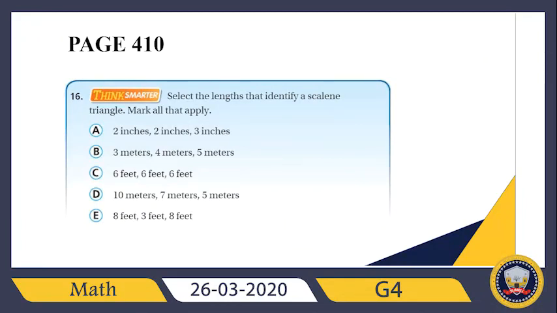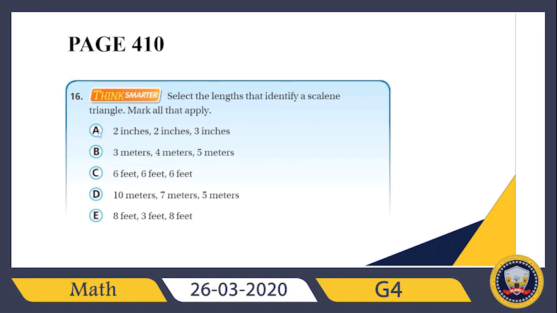Okay, right now let's check question 16. Let's read the question together first. Select the lengths that identify a scalene triangle. Mark all that apply. A: 2 inch, 2 inch, 3 inch. First of all, let's give a definition for a scalene triangle. Let's remember it. I know a scalene triangle is a triangle that has no sides of equal lengths.